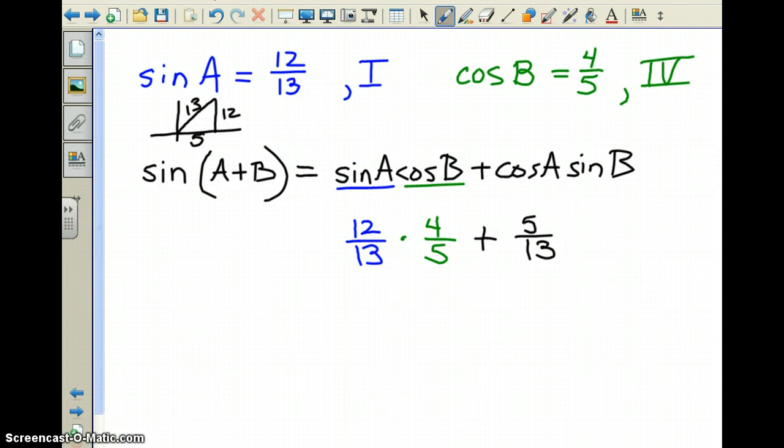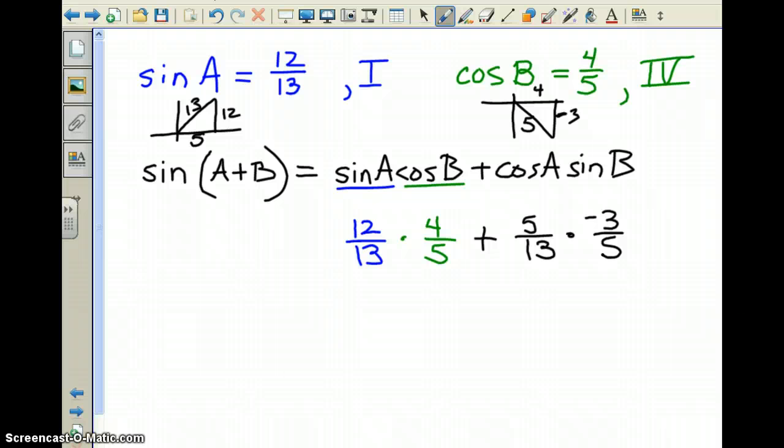And now the sin of angle B, we only know the cos, so we're going to have to go and draw a triangle for this in quadrant 4. Cos is 4/5. So that means the Pythagorean theorem would tell us this opposite side is 3. But remember, this is going to be -3 because it's going down into the 4th quadrant. So the sin of angle B is -3/5.